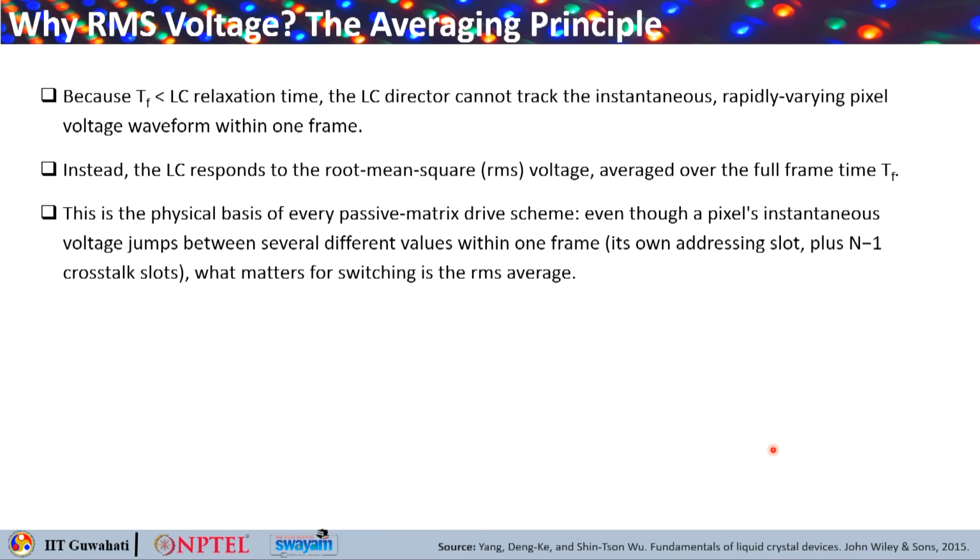Even though a pixel's instantaneous voltage jumps between several different values within one frame, when I say within one frame, it is its own addressing slot plus n-1 crosstalk slots when that pixel is not addressed, but still it will have some values, right? So what will matter for switching is its RMS average.